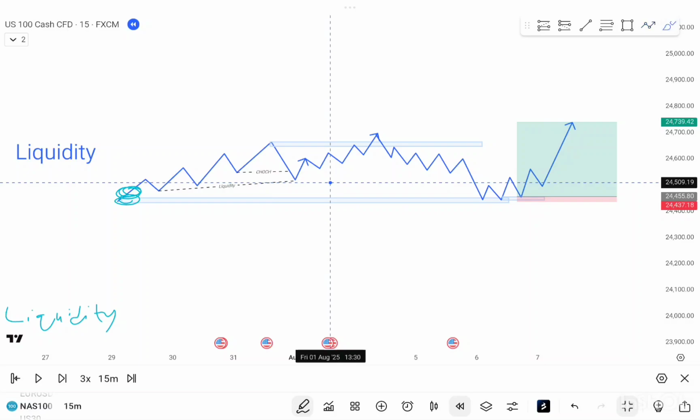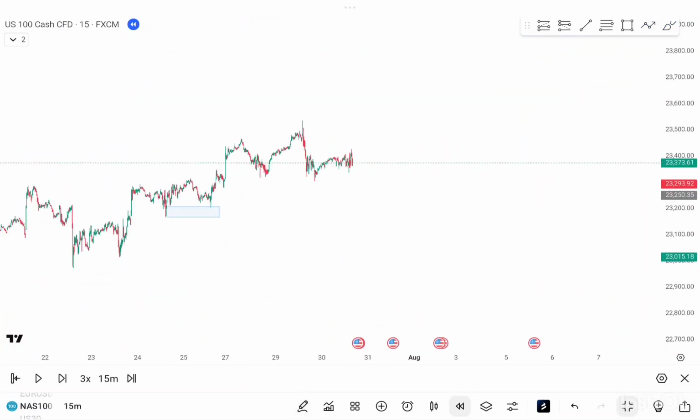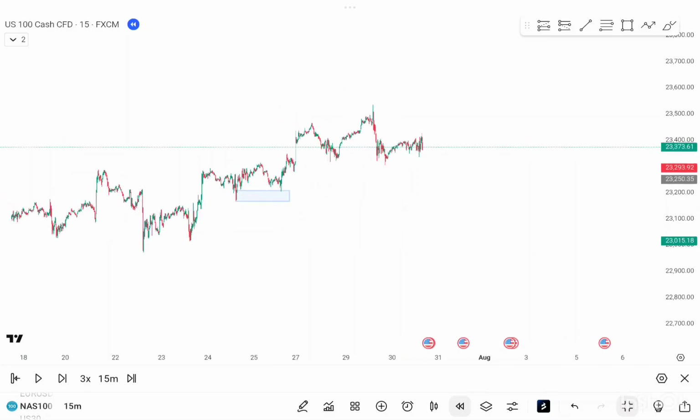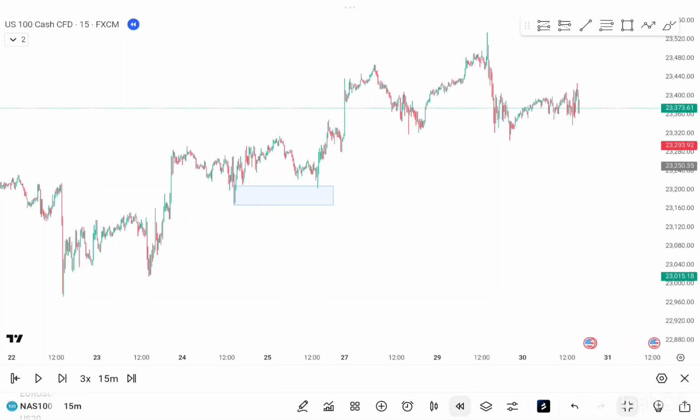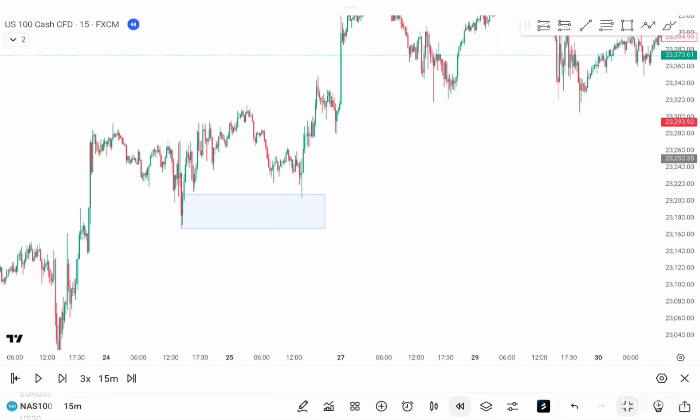Let's get to the chart. Let's see what it looks like. This is a chart on the 15 minutes time frame for Nasdaq.